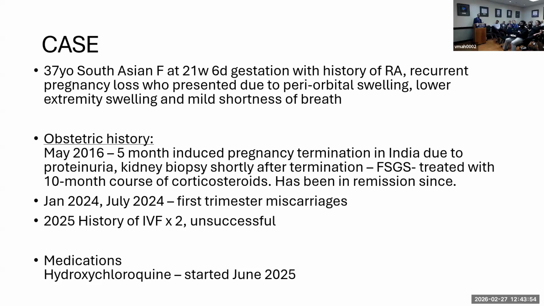She moved to the US, I think, in 2020, and then in January 2024 and July 2024, she had first-trimester miscarriages. In 2025, she had a history of IVF twice, both unsuccessful. So this pregnancy is a spontaneous pregnancy, and I think we can all agree it seems like a precious pregnancy for this patient.